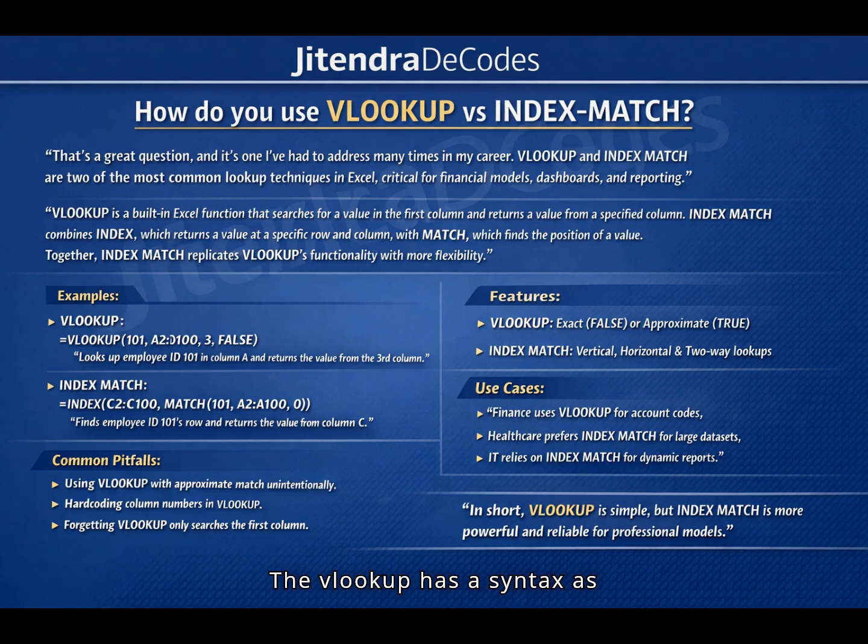VLOOKUP has the syntax VLOOKUP(lookup_value, table_array, column_number, TRUE or FALSE). Let's see an example: VLOOKUP(101, A2:D100, 3, FALSE). We search in the third column, and we pass the fourth parameter as FALSE. This will look up the employee ID 101 in column A and return the value from the third column in the table.